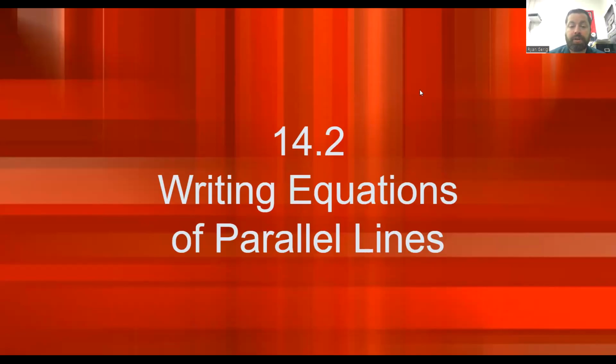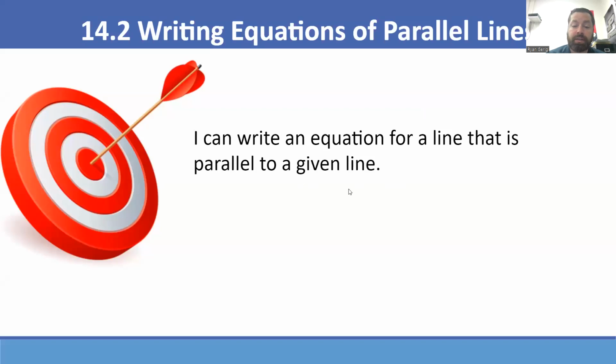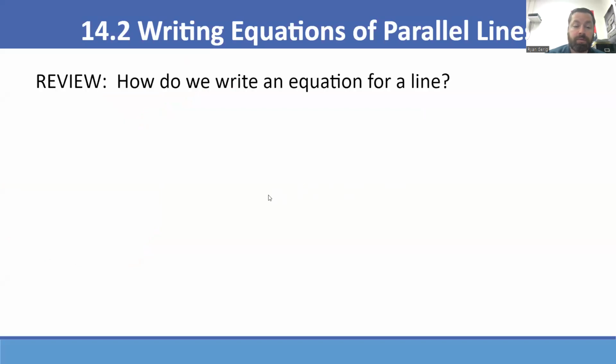Today we're going to focus on writing equations of parallel lines. We're going to write an equation for a line that is parallel to a given line. So we're going to focus on parallel today, and then we're going to do perpendicular on the next lesson.